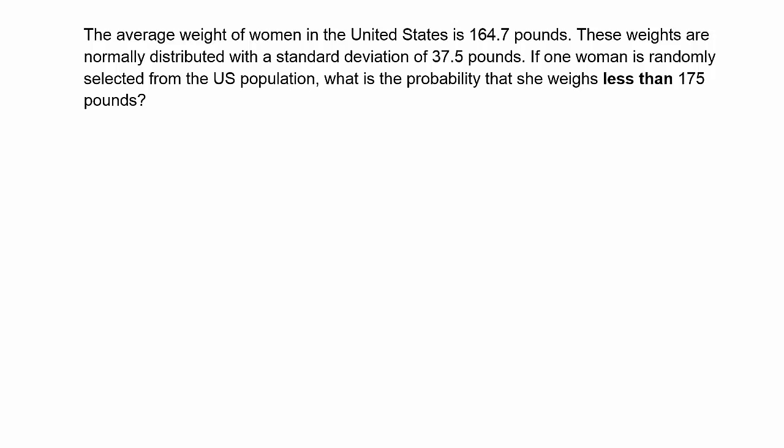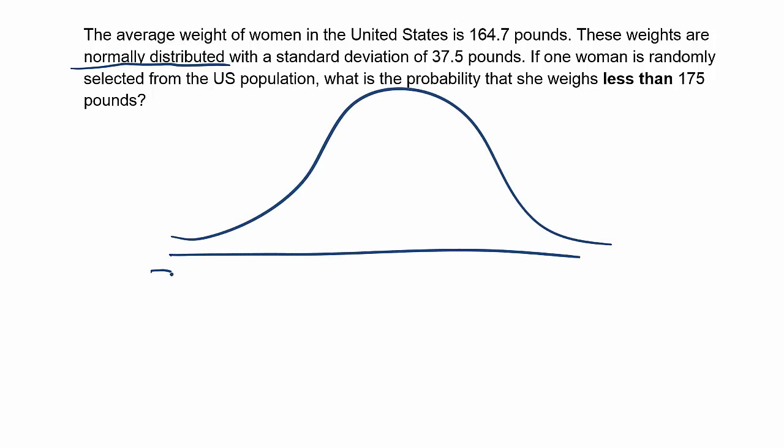Okay, so since it says that the weights are normally distributed, we can draw a bell curve as a visual aid here. And then we'll label two axes, a z and an x-axis, right? The x-axis will correspond to weights. The z-axis is the standard normal random variable number line.